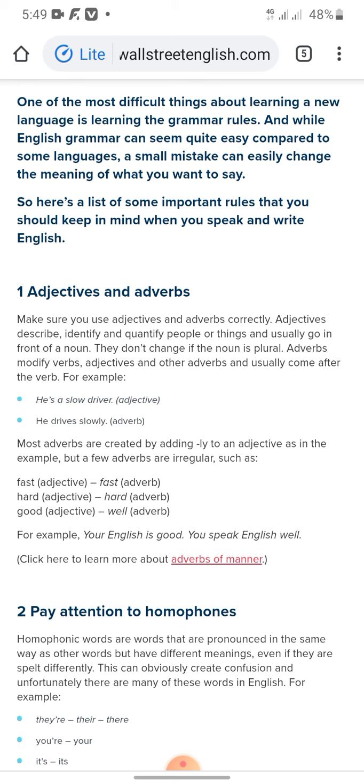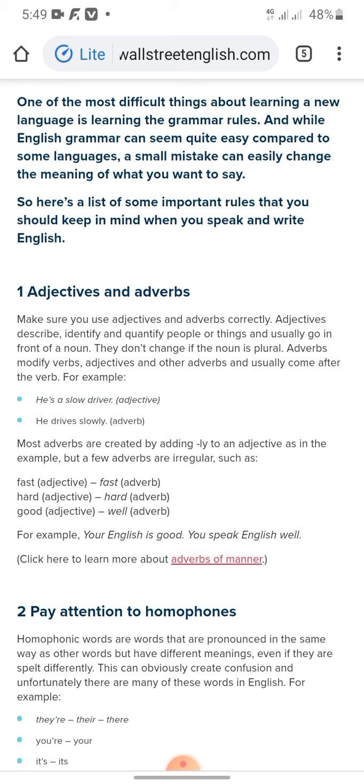adjectives and adverbs. So, make sure you use adjectives and adverbs correctly. Adjectives describe, identify, and quantify people or things and usually go in front of a noun. They do not change if the noun is plural. Adverbs modify verbs, adjectives, and other adverbs and usually come after the verb.